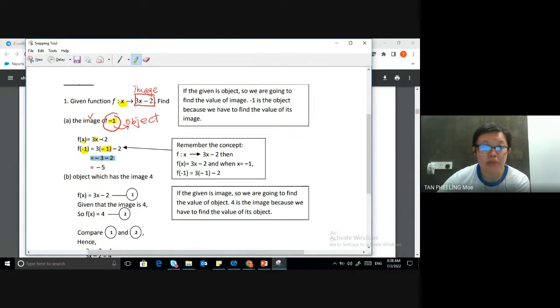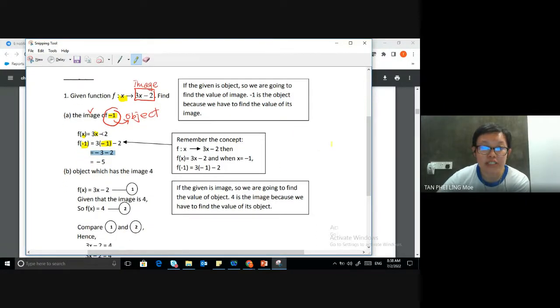When they ask you for part B, find the object which has the image of 4, which means this is the image. They want the object, so they want the x value. So here, the image of 4 means f(x) equals 4, right? Which means here, they don't know what the object is.